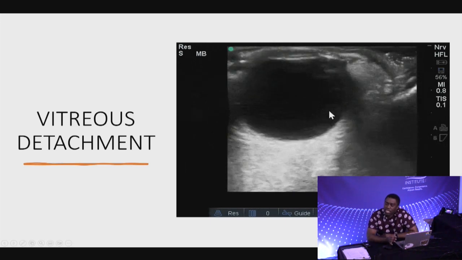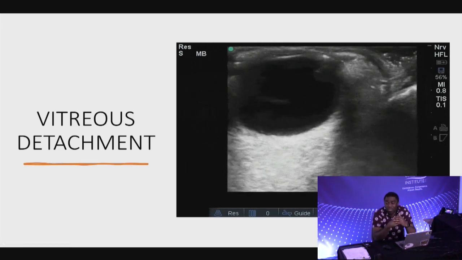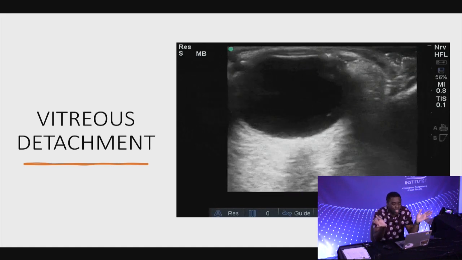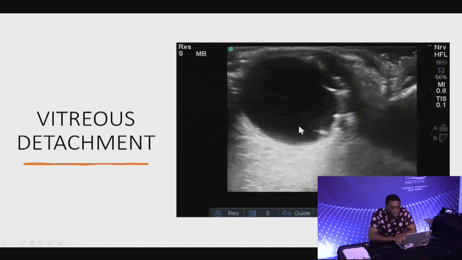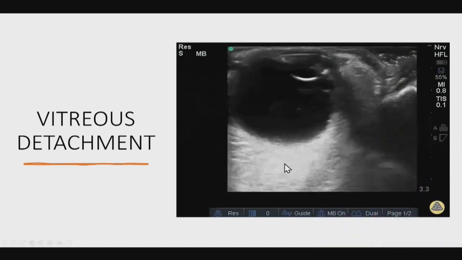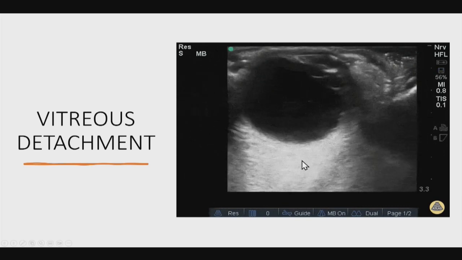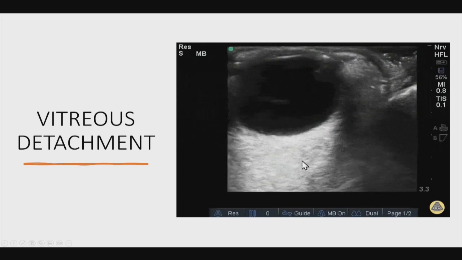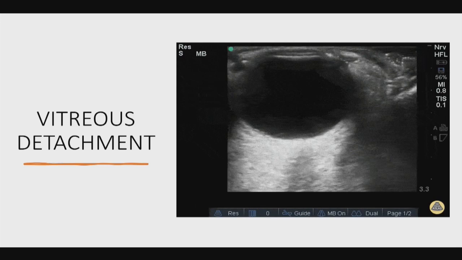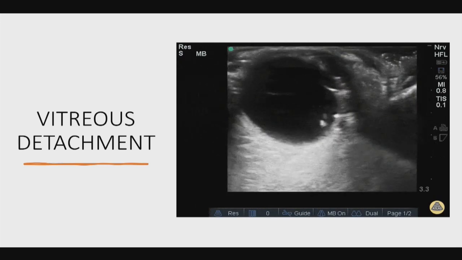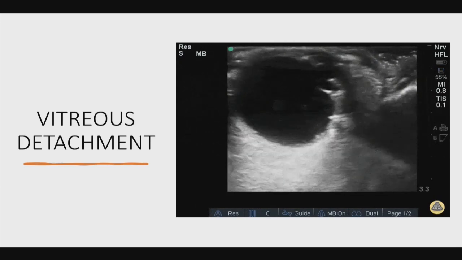It's a vitreous detachment. So retinal detachment and vitreous detachment, for the most part, look alike. The only difference is it does not attach to the optic nerve. So here you see the optic nerve going in and out of focus, but there's a nice hyperechoic line. It's not as thick as the retina, so it's really nice and flimsy, but it does not attach. That's the main difference.